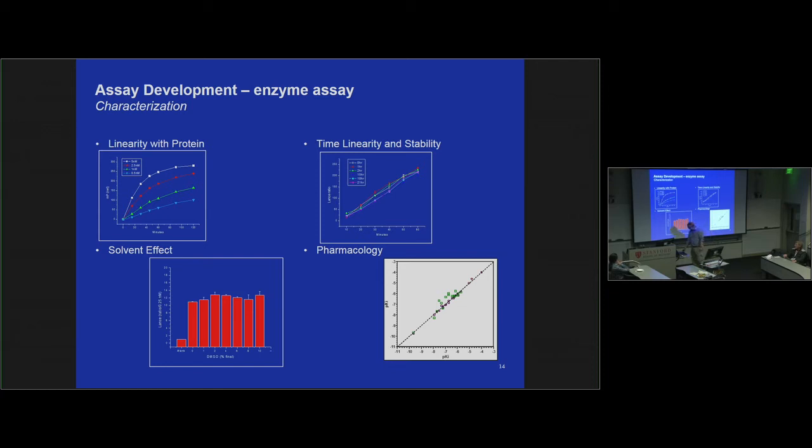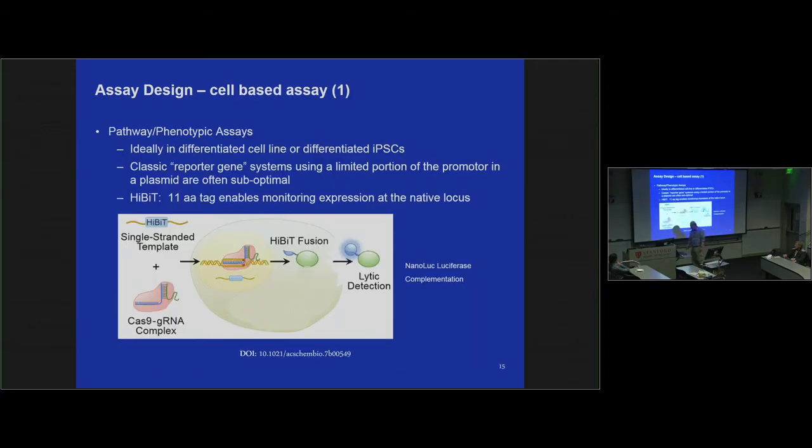All right, let's talk a little bit about cell-based assays. And here I'm going to talk more about design of assays. Again, when you're going to a cell thing, you're trying to look for a biological model, either a phenotypic assay or looking at the activity in a pathway. Ideally, a differentiated cell line or differentiated iPSCs. Most of the screens that have been run at HTBC are classic reporter gene assays. I'm going to encourage you not to do that.